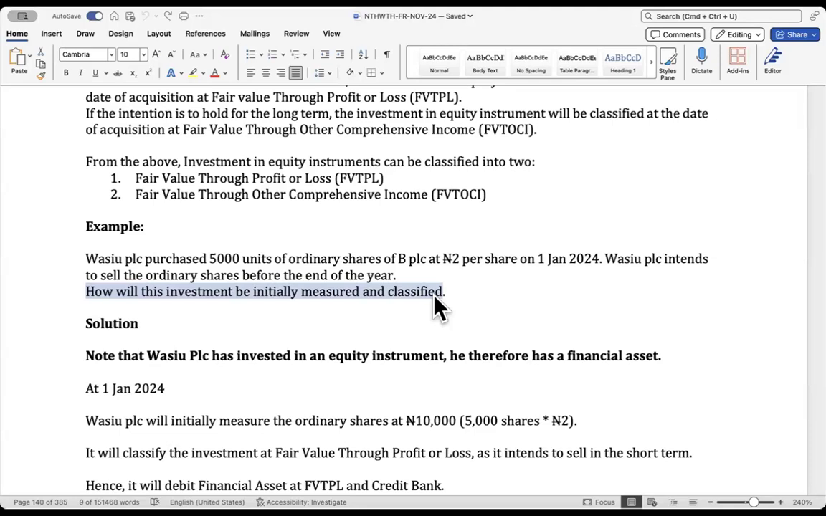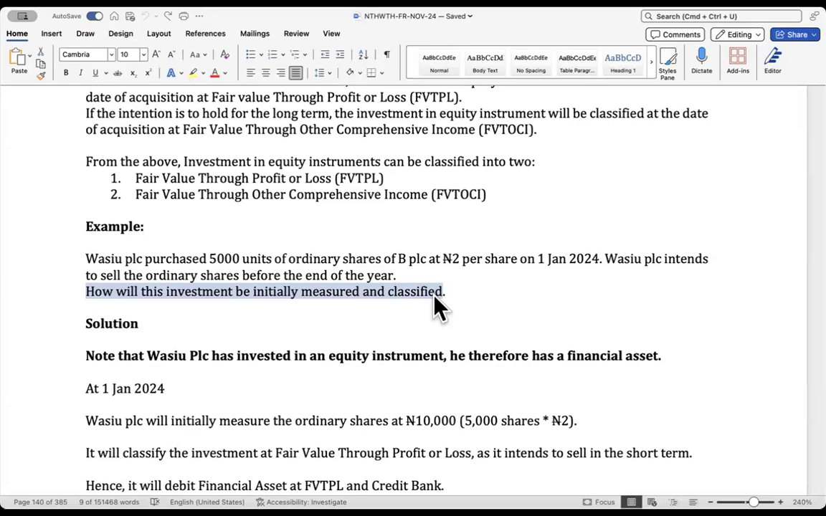Yes, go ahead, please. It's because you mentioned in the solution that it will classify the investment at fair value through profit or loss, as it intends to sell in the short term. So that's where I got confused.